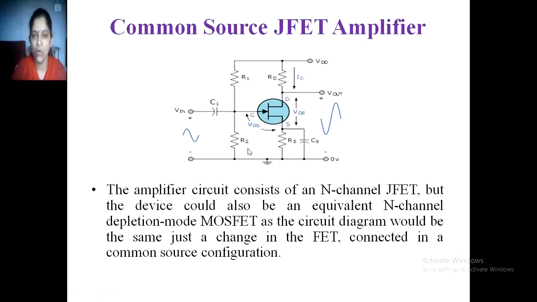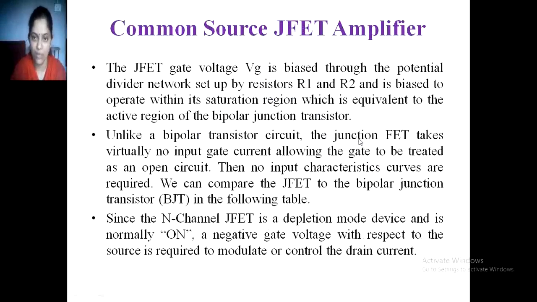Here the voltage divider biasing circuitry is used. RD is taken as the output resistance, as from the drain we take the output, and RS is used with a bypass circuitry. If you see the waveforms for the common source JFET amplifier, with respect to the input the output is amplified, but with a 180 degree phase shift. The positive cycle of the input becomes negative, and the negative cycle becomes positive.